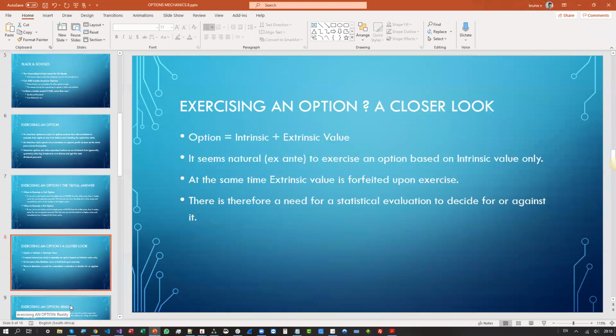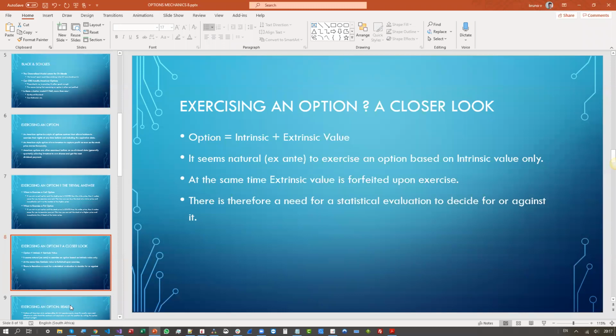So if we look a little bit deeper, an option is made of its intrinsic and extrinsic value. So of course, when we look at exercising, we look a lot more at intrinsic value. So the price is, for example, for a call, the current price is way above your strike price. You say, well, there's increased intrinsic value. So it does make sense, of course, to then exercise your option. But at the same time, if you exercise, you turn your option into stock.